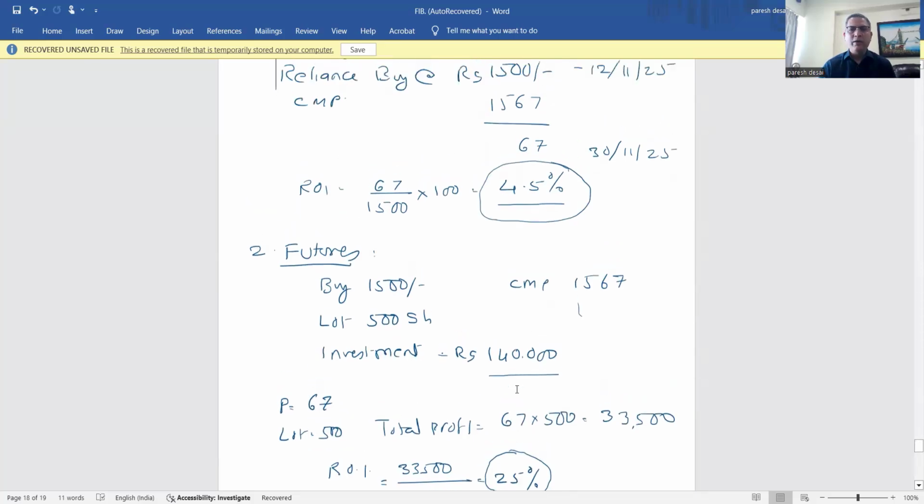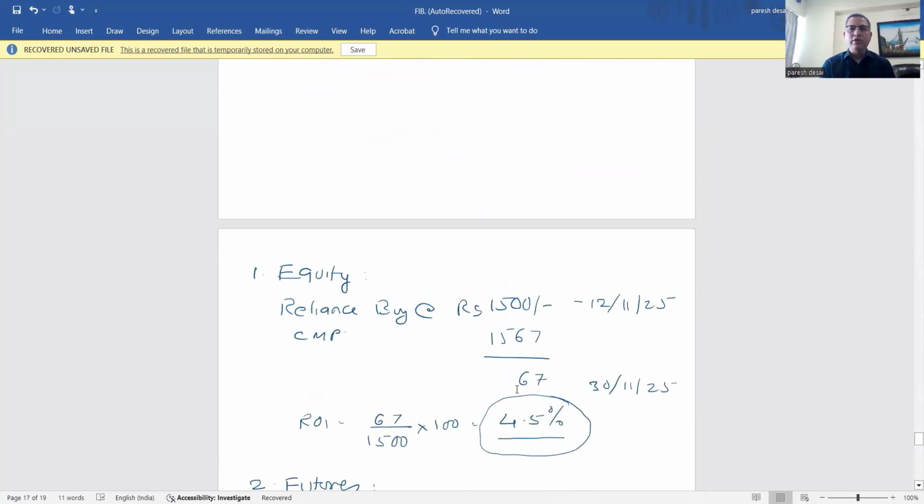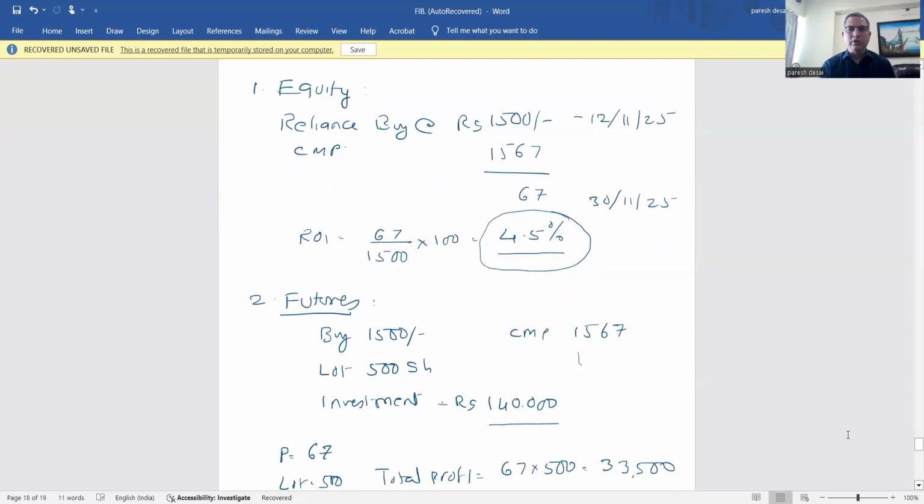So I'll repeat one more time. In equity, whether you buy one share or 500 shares doesn't matter, because your ROI is going to be the same, which is 4.5%. Because ROI is what is important. The absolute figure doesn't make any difference. It might be lakhs or crores or whatever. Ultimately, we have to see your return on investment on a percentage basis, right?